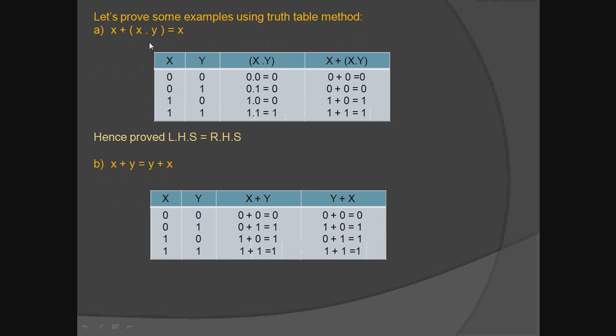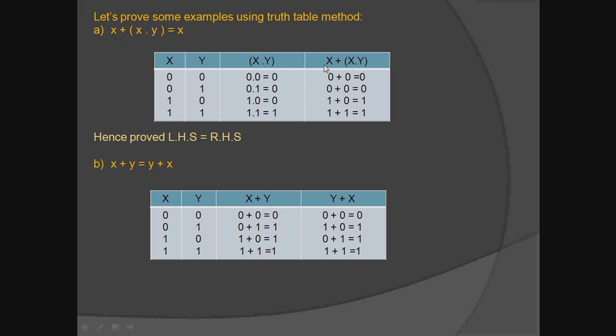Let's prove some more examples using the truth table method. Here we have x plus, within the bracket, x into y equals x. We have to prove that left hand side equals right hand side. Whatever we evaluate, it should be equal to x. Here we have four possible values. So x is 0 0 1 1. First we multiply x into y, so there is no negation. 0 into 0 is 0, 0 into 1 is 0, 1 into 0 is 0, and 1 into 1 is 1.